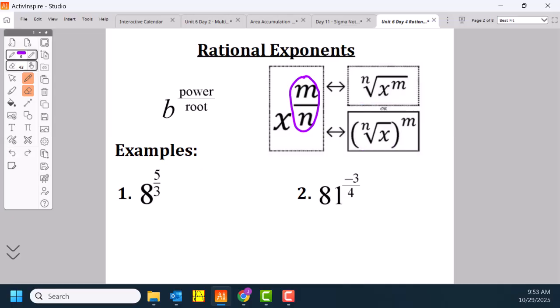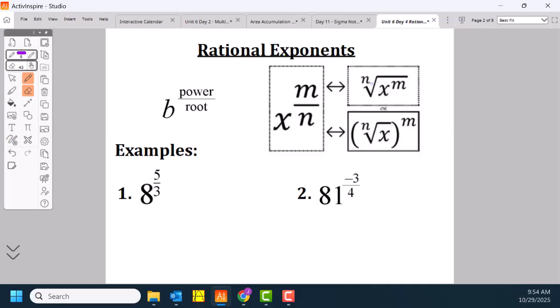Now, the way you write it doesn't matter, except the denominator of this exponent is the index of the radical, and the numerator of the exponent is the exponent you're raising it to. So both of these are representative of something we've done before. The numerator is raising it to a power, the denominator is the index.